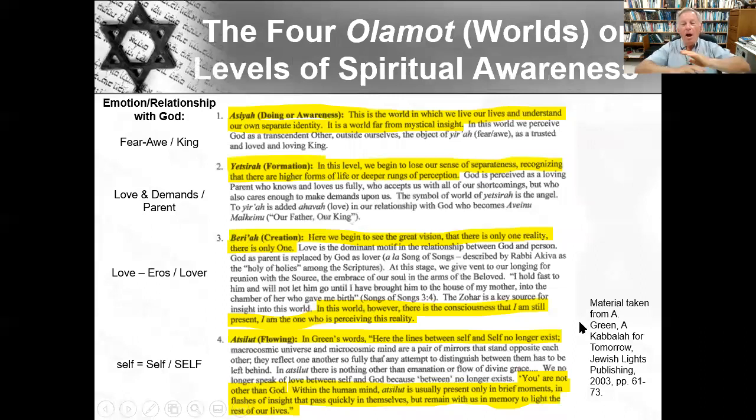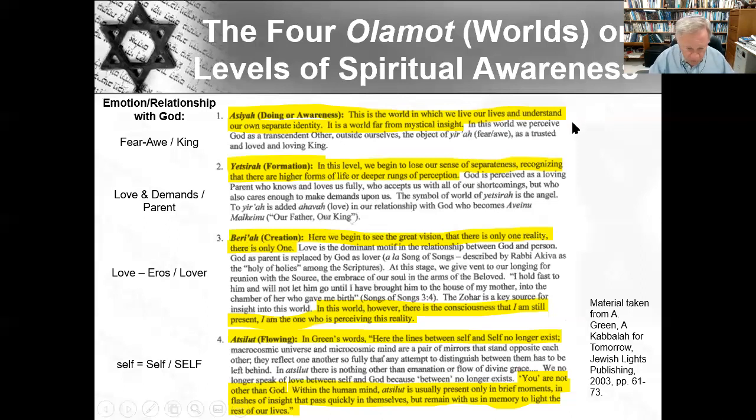Okay. Whole other subject has to do with the four levels of the world and spiritual awareness. Again, I'm introducing this so you know this exists. The Kabbalistic understanding is the entire universe, the world, everything operates on four different levels of spirituality. And they each relate to different relationships to God. So at the lowest level is Asiyah. This is the world in which we live our lives and understand our own separate identity. It is a world far from mystical insight.